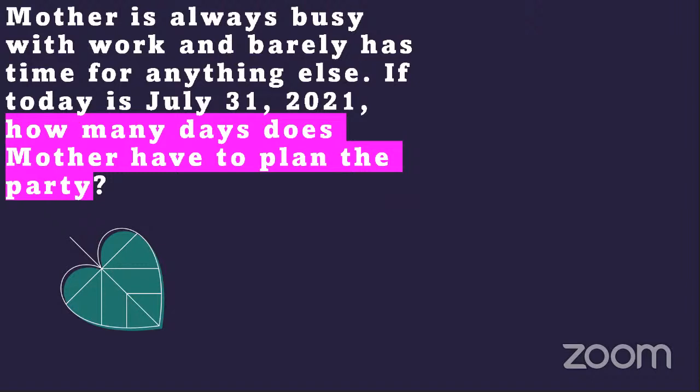And if today is July 31st, 2021, how many days are there till their birthday? How many days will mother have to plan for the party? Go ahead and do your calculation, guys. So for those who have joined late, there you go. The others would have helped us with when the party will be, and we know what today's date is. How many days?